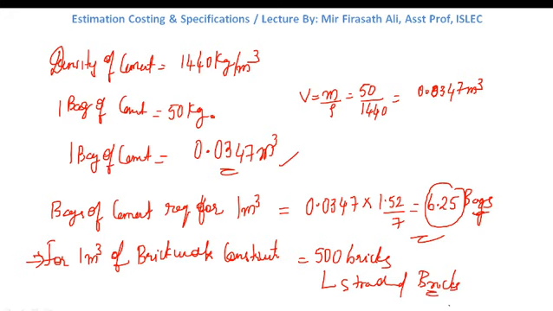The size of these standard bricks, generally we take it as 9 inch by 4 inch by 3 inch. The bricks of size 9 inches by 4 inches by 3 inches, which we generally term a standard brick, for 1 meter cube of brickwork construction, about 500 bricks are required.